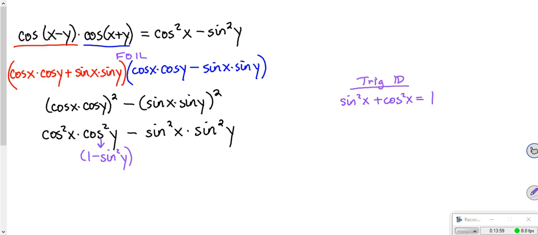Same thing with this sine squared x, since that's the part that's missing on the original equation. I'm going to substitute it in, and again, I've got to use the same variable. I'm going to substitute sine squared x by 1 minus cosine squared x. Okay, now let me rewrite the other parts of this.